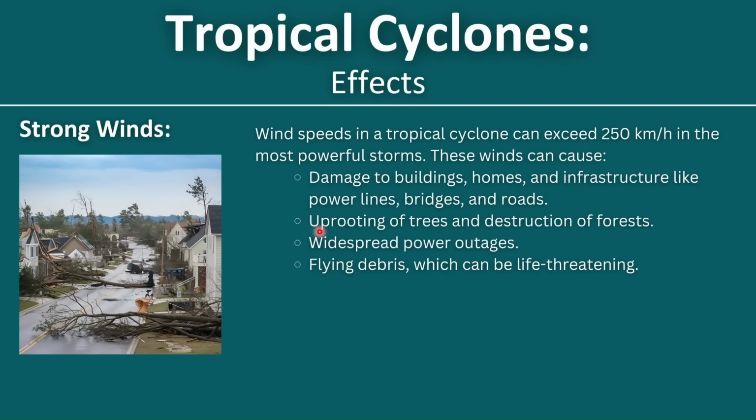These winds can also cause the uprooting of trees and the destruction of forests. There will be widespread power outages, and flying debris can be life-threatening. As you can see in the diagram, there are a lot of uprooted trees, and these trees can fall on homes. And if you are sitting in a room and the roof caves in, then obviously that's going to be life-threatening.